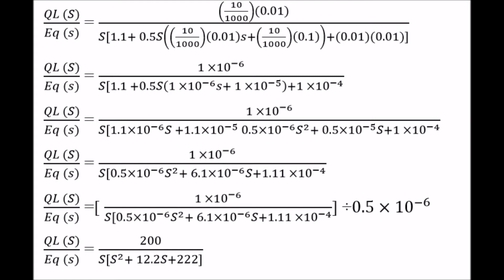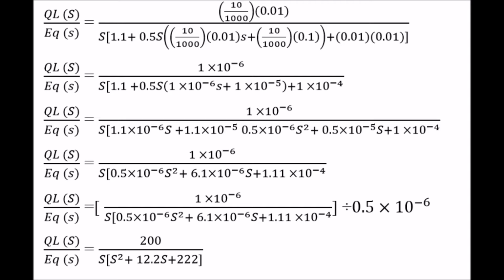After that, we insert all the values that are already given. After we calculate and solve it, we get the answer equal to 1 times 10 power of negative 6 over S times 0.5 times 10 power of negative 6 S squared plus 6.1 times 10 power of negative 6 S plus 1.11 times 10 power of negative 4.